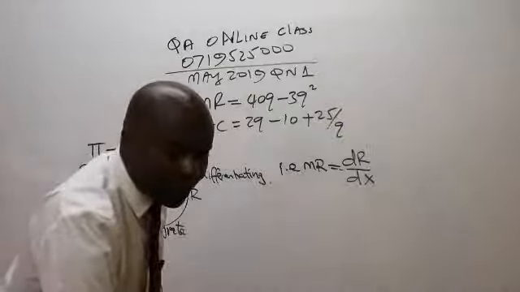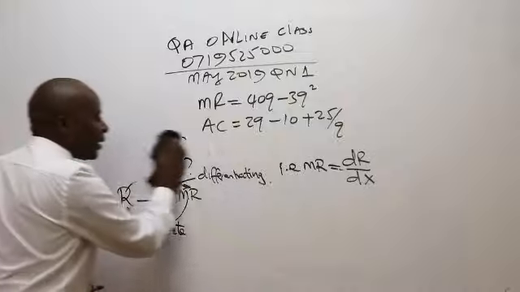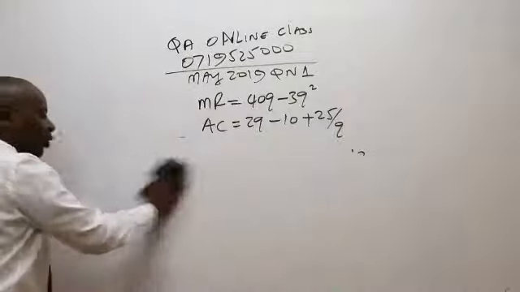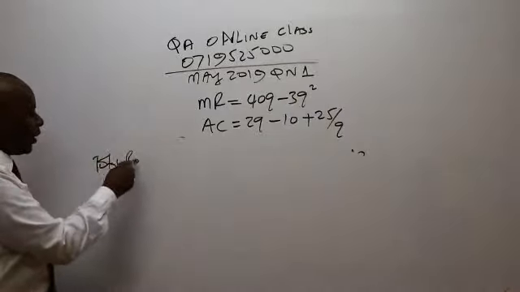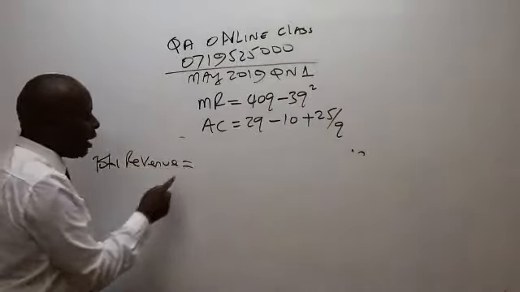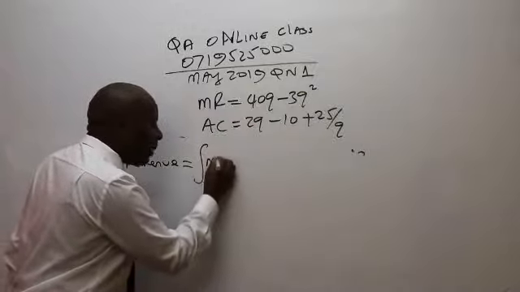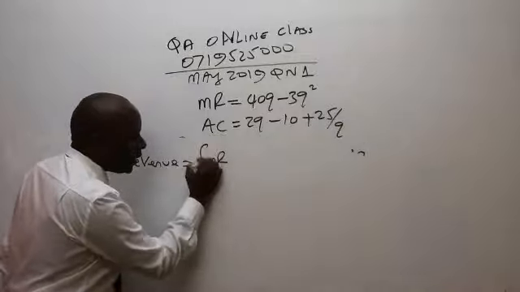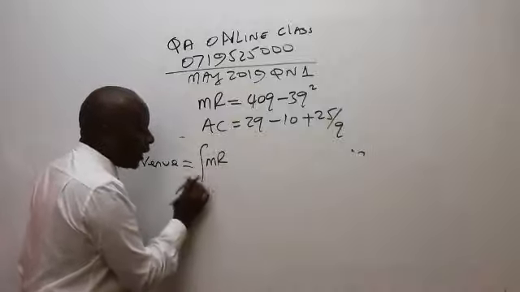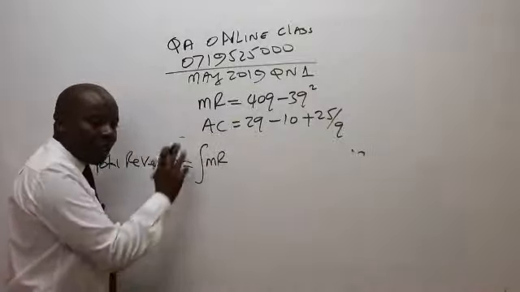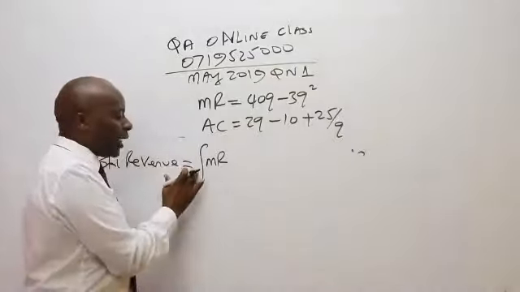So how will I get this? Ladies and gentlemen, listen very carefully. For us to be able to get total revenue, what we need to do is to integrate the marginal revenue. This is an elongated S, which is a symbol of integration. Elongated S for sum. We shall sum the small marginal revenues. We sum them up to get the total revenue.